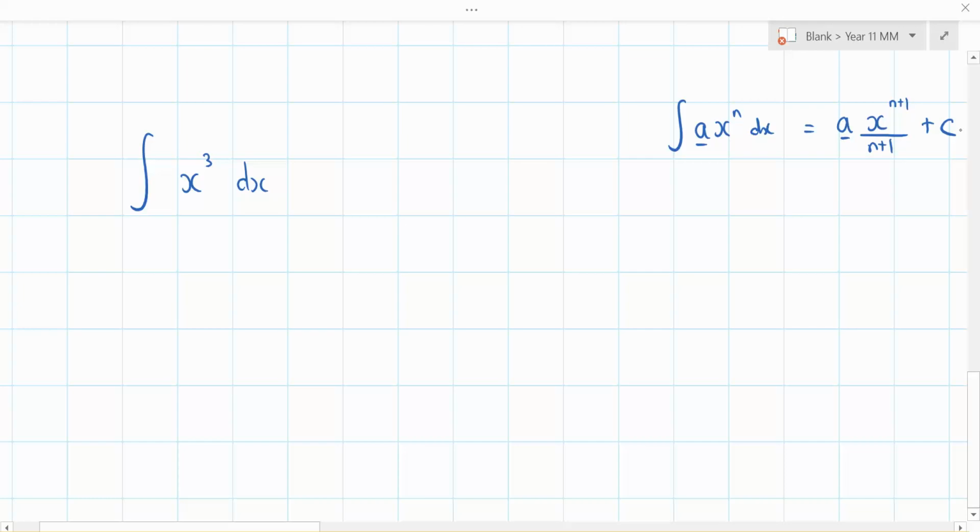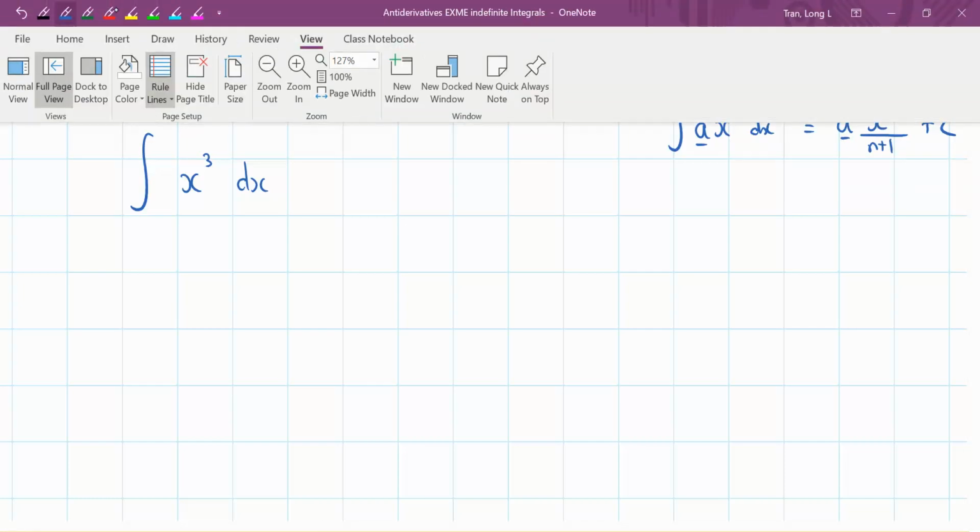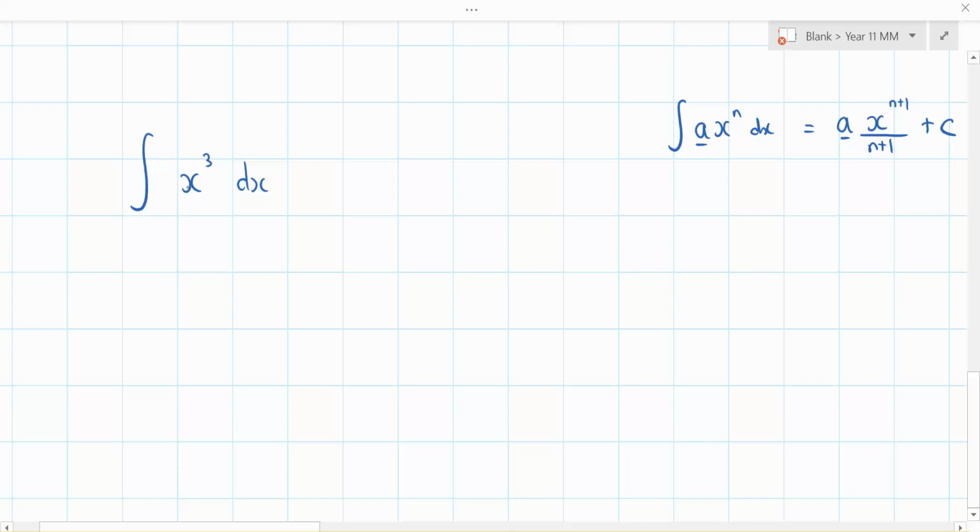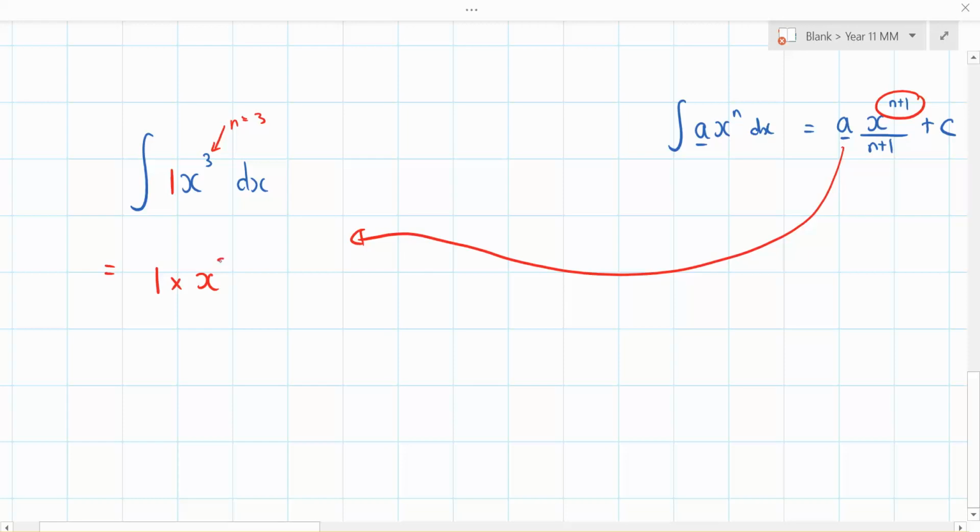So let's look at our problem. What is our a value in this case? It's the coefficient of x, which even though I don't write it, is 1. What's the power of the function? n equals 3. So if I just use the rule, a is 1, so we've got 1 multiplied by x to the power of, now this was n plus 1, so 3 plus 1, over 3 plus 1. Not too hard, was it? So here we go. We multiply it. 1 times x to the power of 4 over 4 plus c.